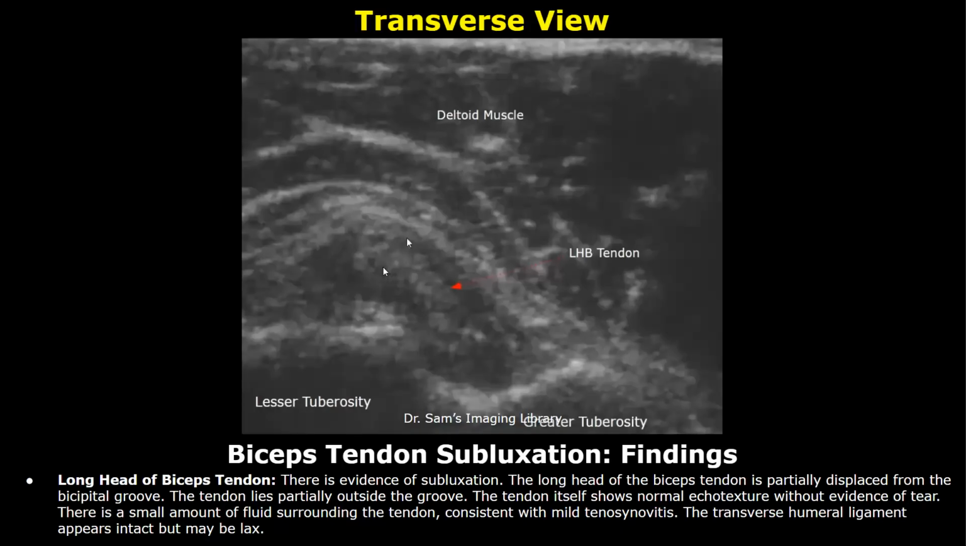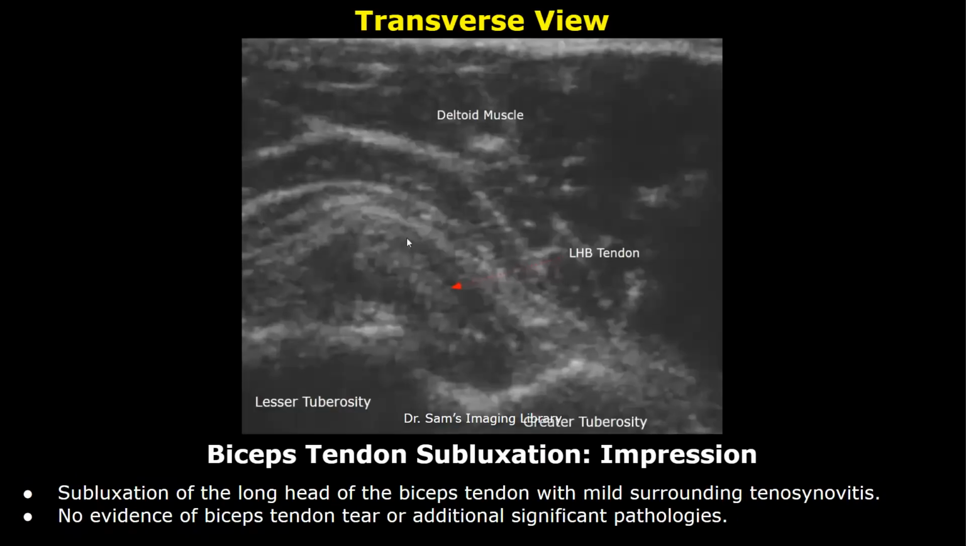The tendon itself shows normal echo texture without evidence of tear. There is a small amount of fluid surrounding the tendon, consistent with mild tenosynovitis. The transverse humeral ligament appears intact but may be lax.